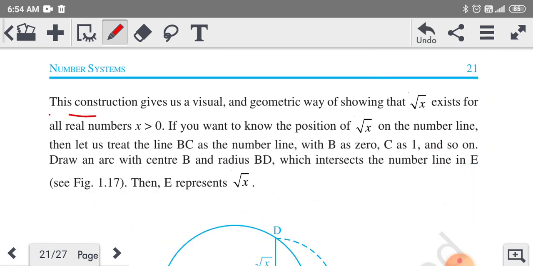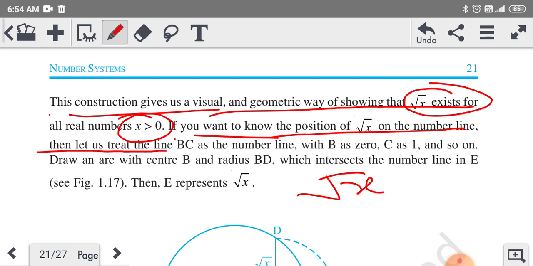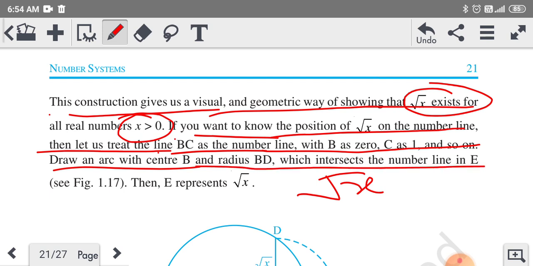So this construction gives us a visual and geometrical way of showing that under root x exists for all real numbers x greater than 0. If you want to know the position of under root x on the number line, then let us treat the same line BC as the number line with B equal to 0, C equal to 1 and so on. Draw an arc with center B and radius BD which intersects the number line at E. Then E represents under root x.